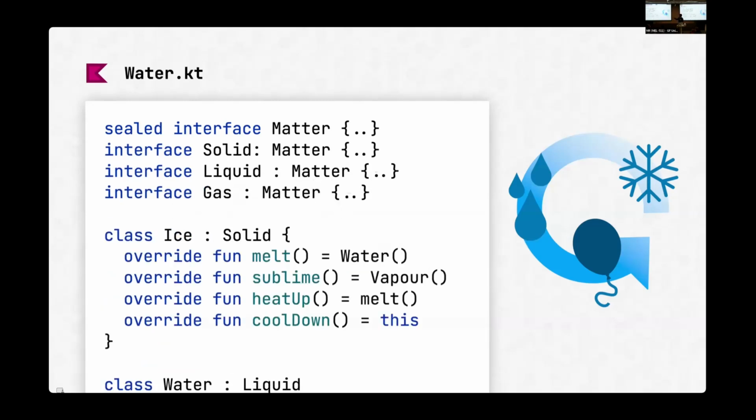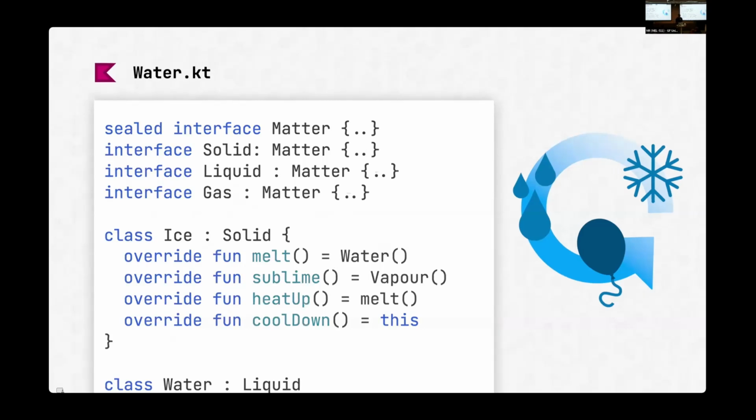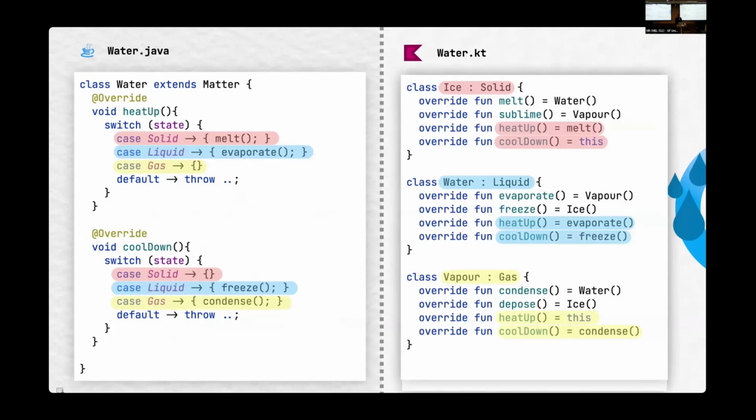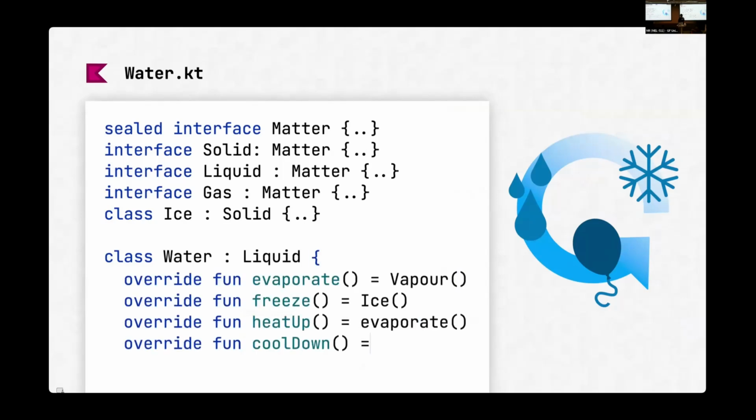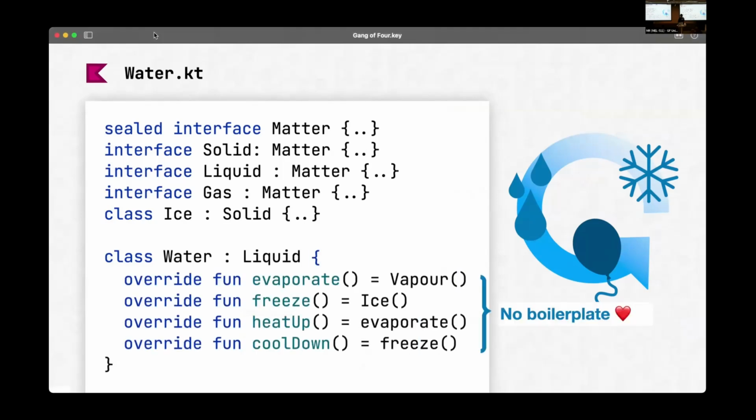With ice, you can ask it to melt or sublime. When you ask ice to heat up, it will melt. If you ask ice to cool down, it wouldn't do anything. So let's bring back the previous example. You can see that all the code we had for a given state is still co-located. Previously we had fragmented logic. Now we have co-located logic. And we did all that without introducing extra boilerplate.